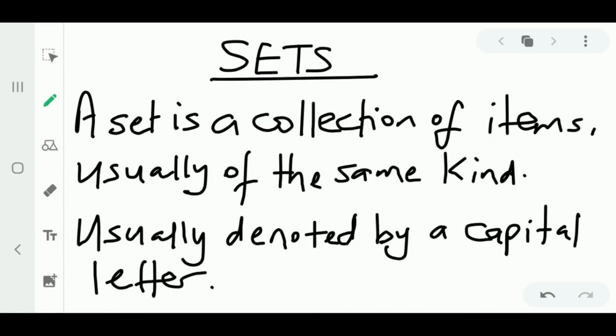So today we'll be doing sets. A set is a collection of items, usually of the same kind. We usually denote sets by a capital letter.